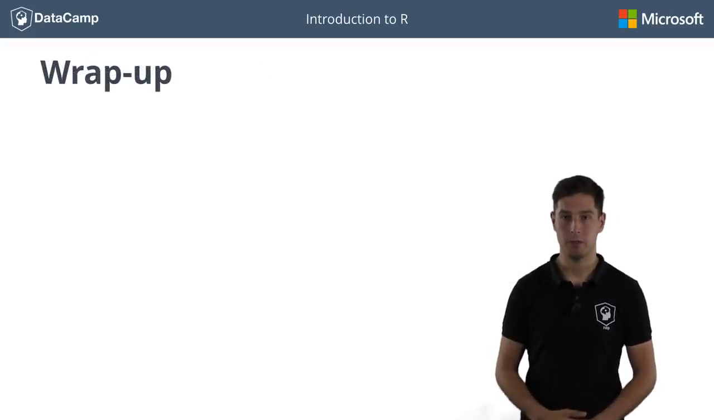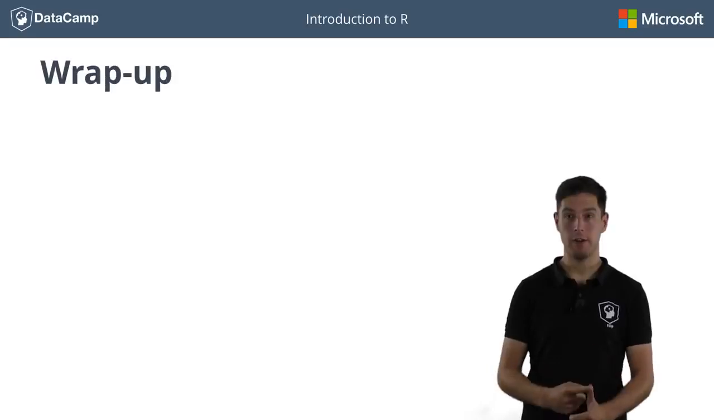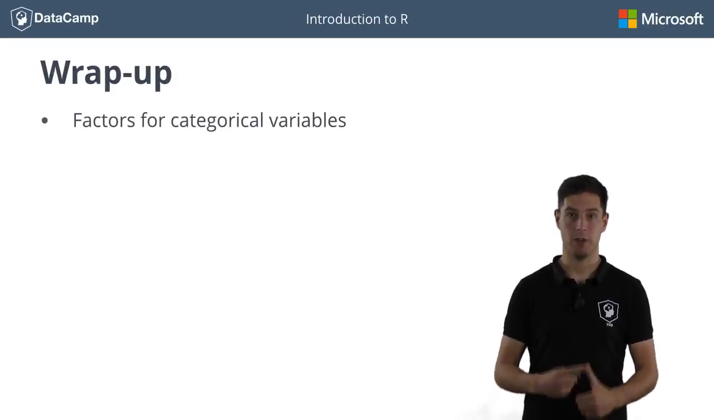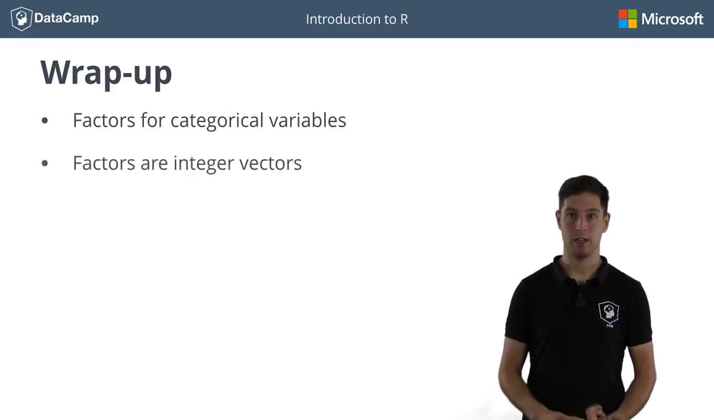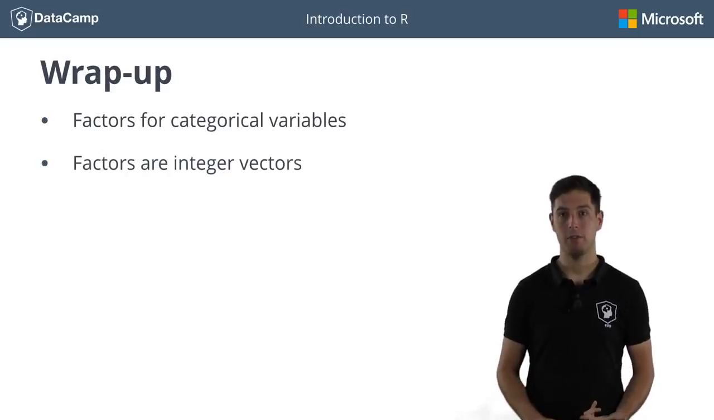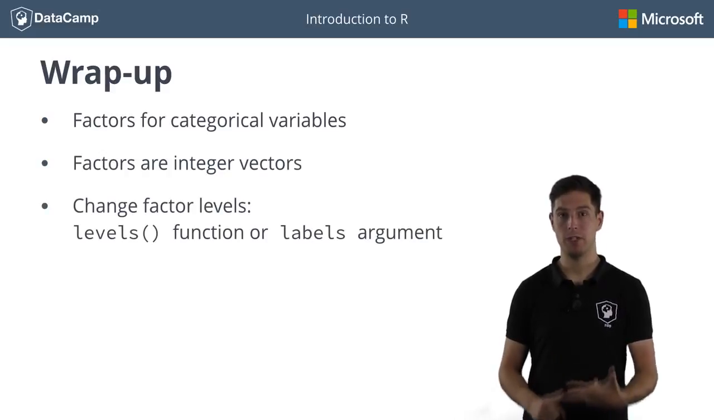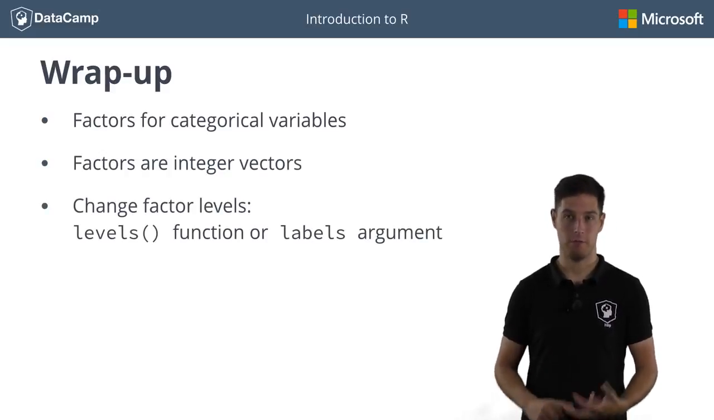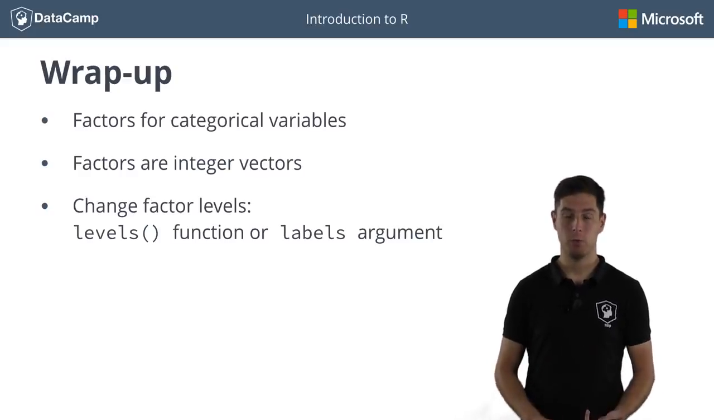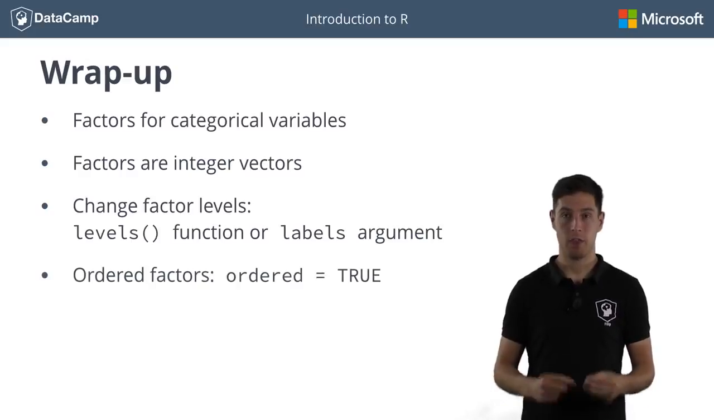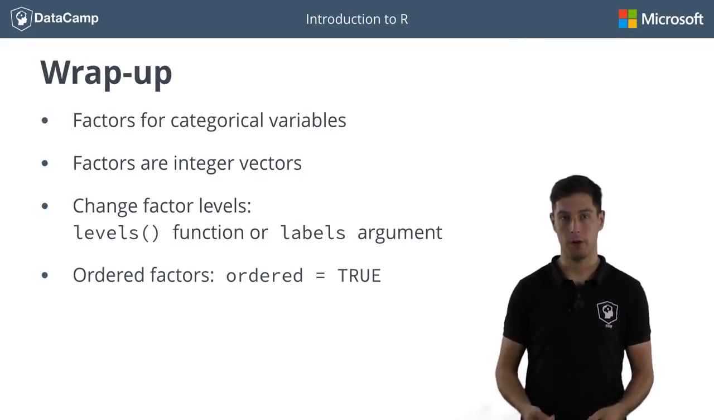Before you can start with the exercises, let's shortly wrap up on factors. First of all, factors are used to store categorical variables in R. Second, these factors are simply integer vectors that have factor levels associated. Third, you can change the factor levels using the levels function or by using the labels argument inside the factor function. And last but not least, R allows you to make a difference between ordered and unordered factors, thus catering to both nominal and ordinal variables.